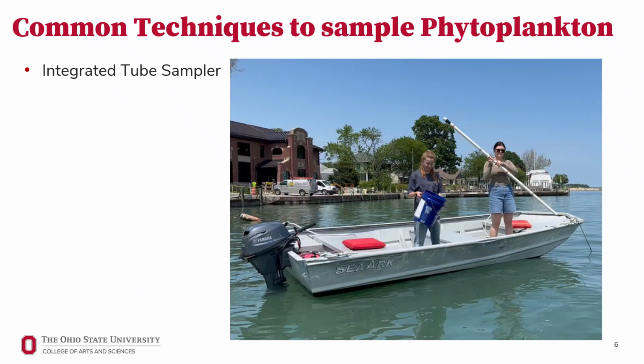This video is showing how to use an integrated tube sampler, which is a long PVC tube that is often used in lentic systems to sample the top portion of the water column. This technique will capture the phytoplankton at the surface of the water, as well as the algae that are located deeper within the photic zone of the lentic system.